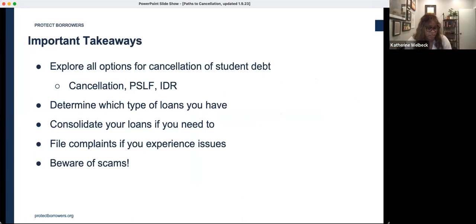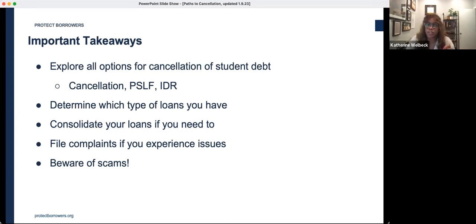Also, really important takeaways. It's important to explore all the different options you have for cancellation, because we know that people might be able to benefit from one, two, or all of these programs. And so we want to make sure that you know about all the available options and you take advantage of them in the way that might apply best for you and your loans and your situation. You need to make sure you determine what type of loans you have, because that's going to tell you what type of steps you may need to take in order to take advantage of these different programs.